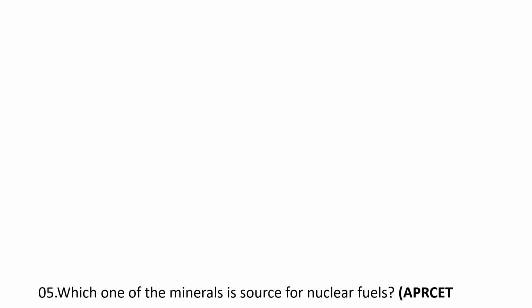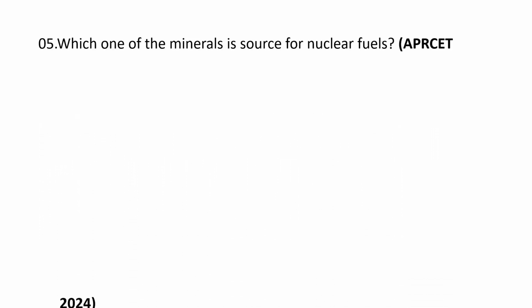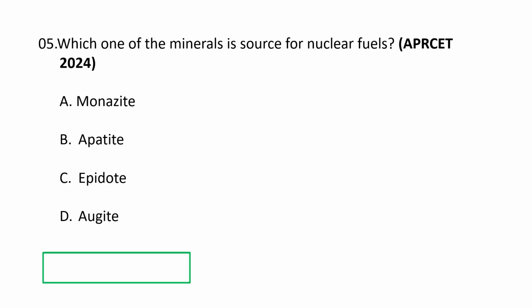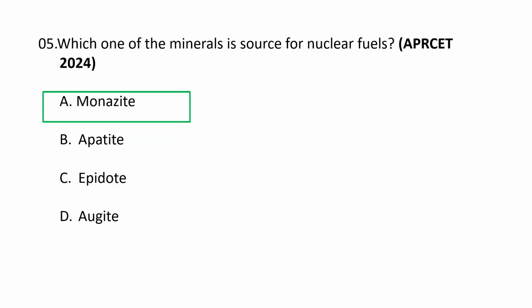Next question. Which one of the minerals is the source for nuclear fuels? A. Monazite, B. Apatite, C. Epidote, and D. Augite. Obviously, the correct option goes as A. Monazite. Monazite is a source of nuclear fuel because it is a mineral rich in thorium, which can be used as a nuclear fuel alternative to uranium. While uranium has been the traditional nuclear fuel, thorium is being researched and developed as a potential future fuel, due to its greater abundance and other safety advantages.